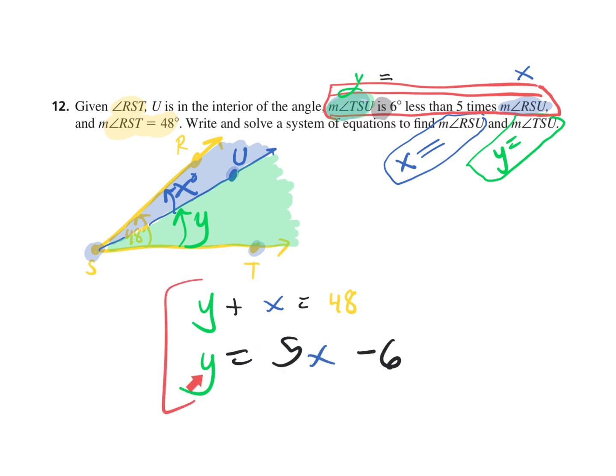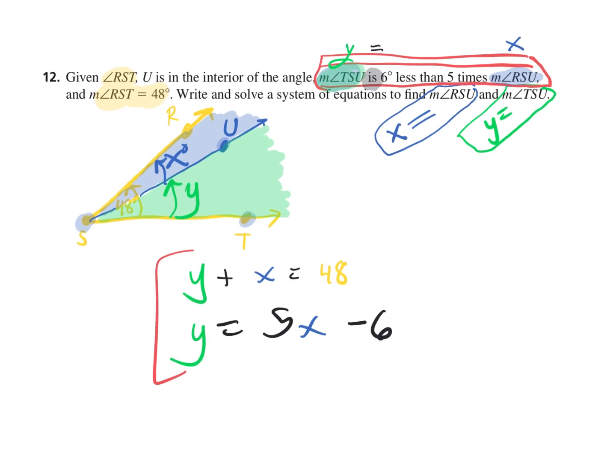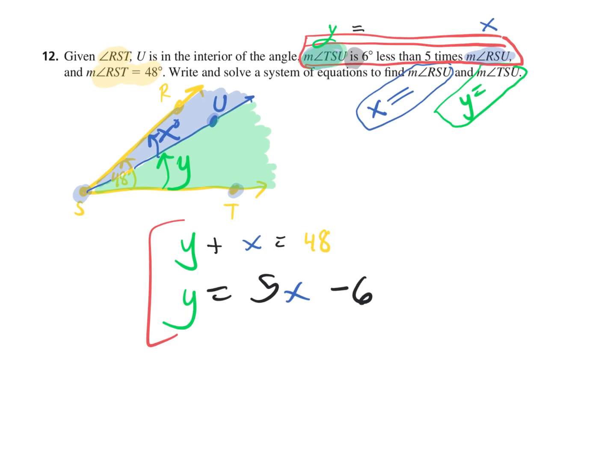So the measure of angle TSU is 6 less than 5 times the measure of angle RSU. And the green part plus the blue part is equal to the whole yellow part. There's our system of equations, and now we can solve. In algebra last year, you used either the elimination method to solve a system or the substitution method. In this problem, I'm going to go ahead and use the substitution method.